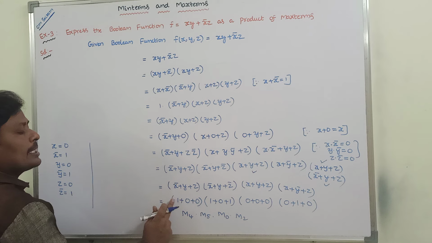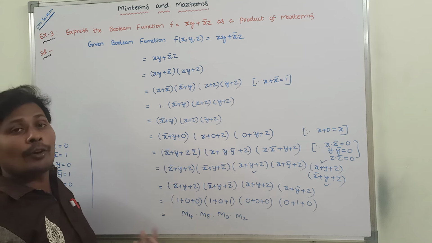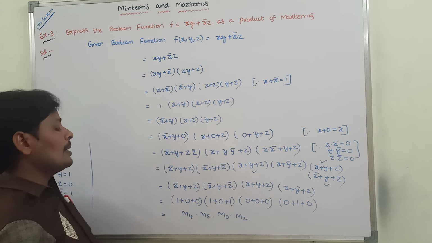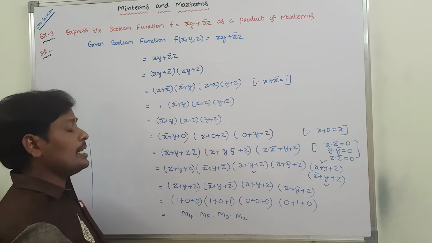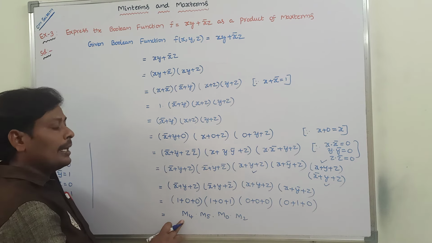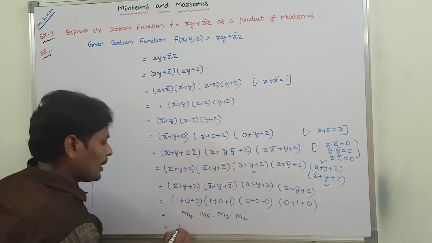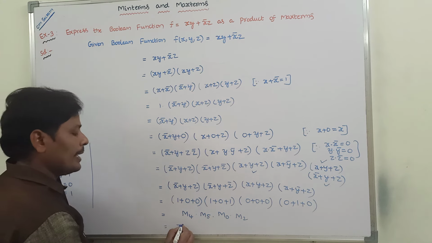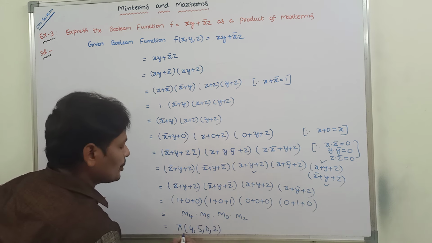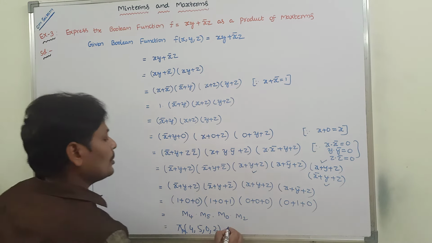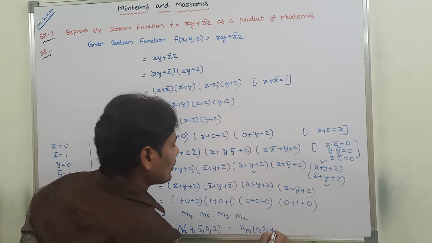Each and every one is a Maxterm because it contains all three variables of the given function, either in complemented or uncomplemented form. Each Maxterm is denoted by capital M, and in the suffix we write the equivalent decimal value. The product of Maxterms is written as pi. Pi of M 4, 5, 0, 2, which is equivalent to pi M 0, 2, 4, 5.